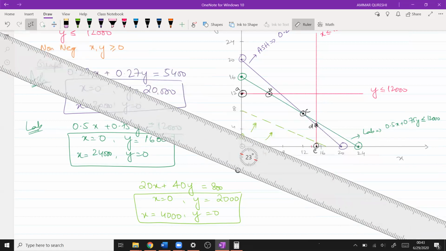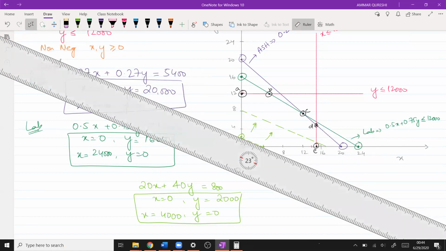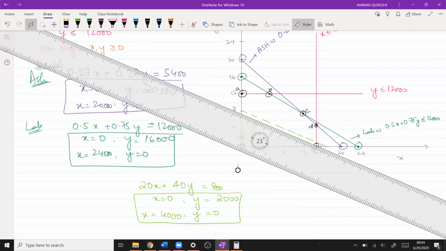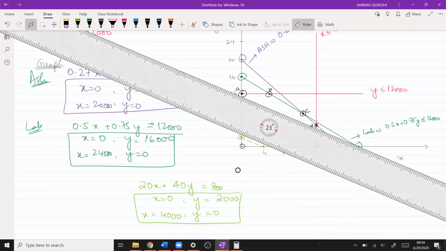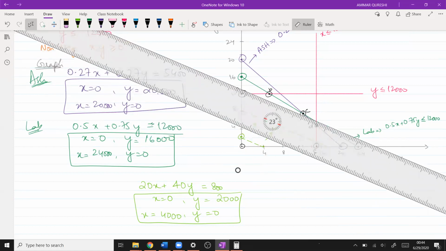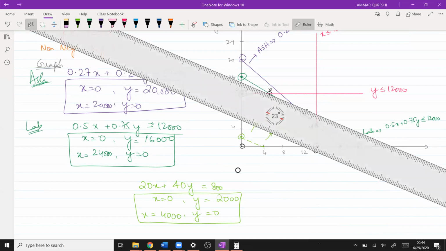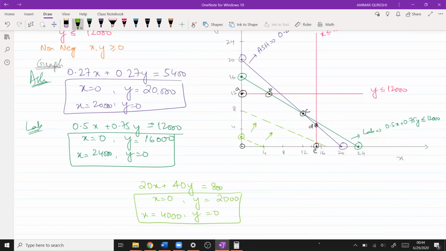I'm repeating this. We made this line, the ISO contribution line. We are moving it away from the origin. Its slope is not moving. So the last point which is left here is point B, right? So B is the solution. Now, what are the values at B? You need to figure it out.